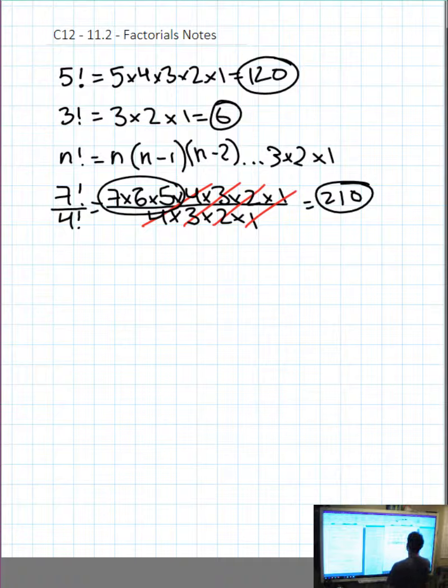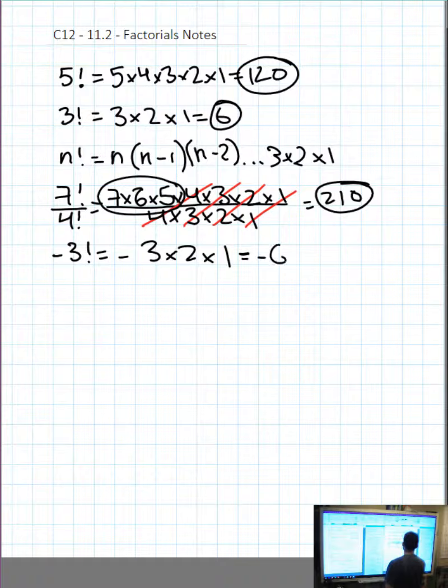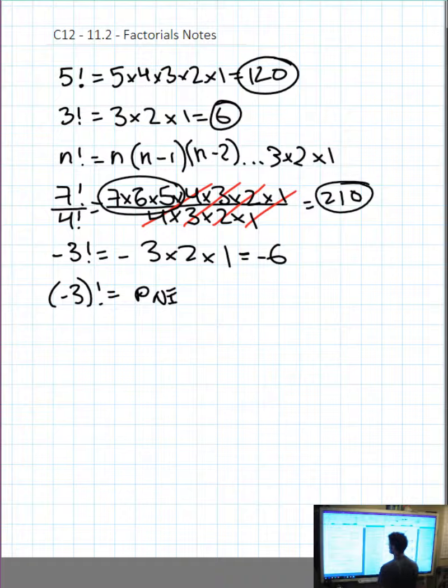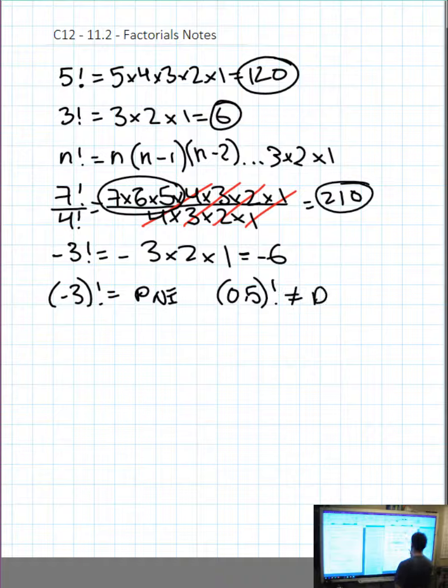A couple things to watch out for. First of all, negative 3 factorial is just equal to a negative with 3 times 2 times 1 after it, equaling negative 6. Now, we cannot have a negative 3, all factorialed. No solution, does not exist, whatever you want to call it. We also can't have a decimal or a fraction factorial. No solution, does not exist, whatever you want to call it.